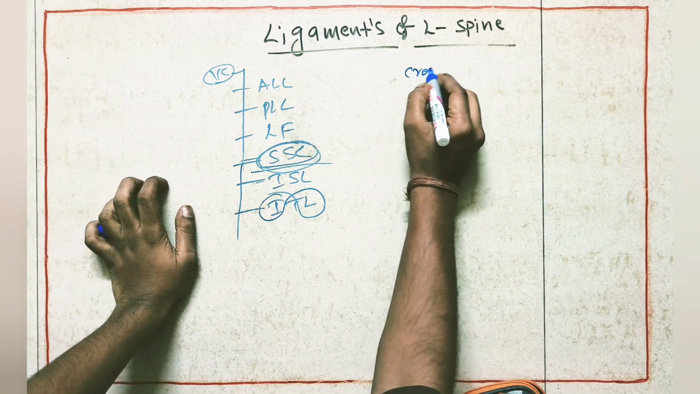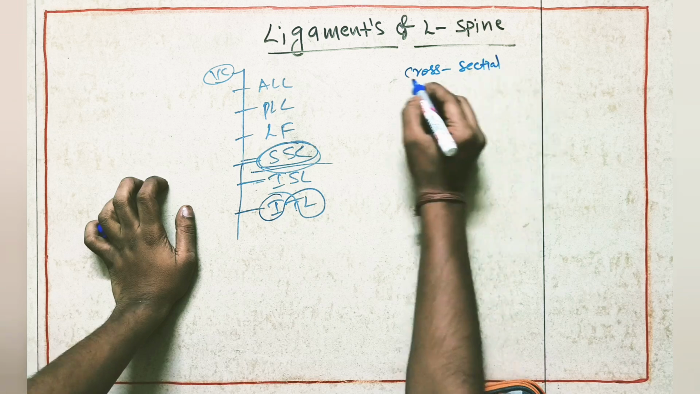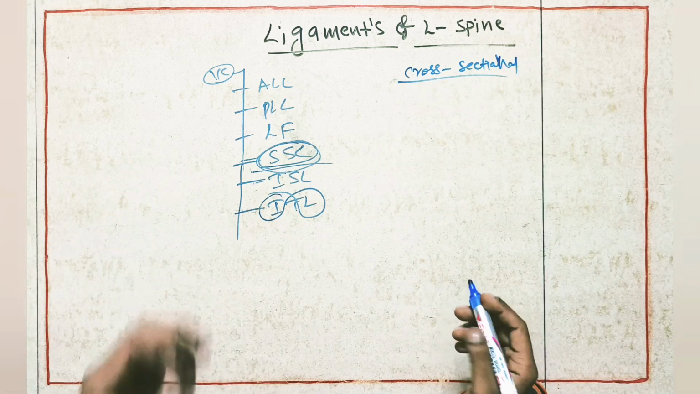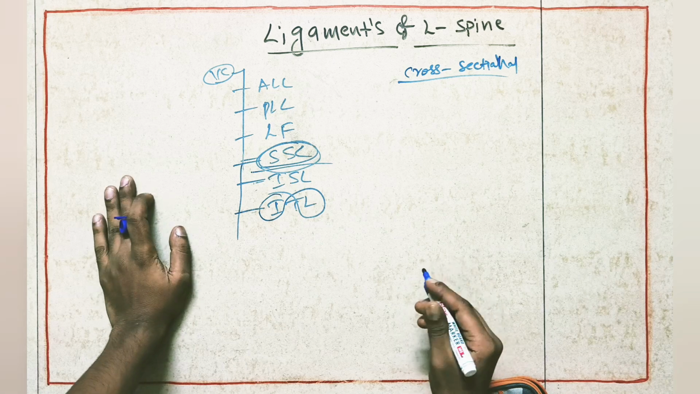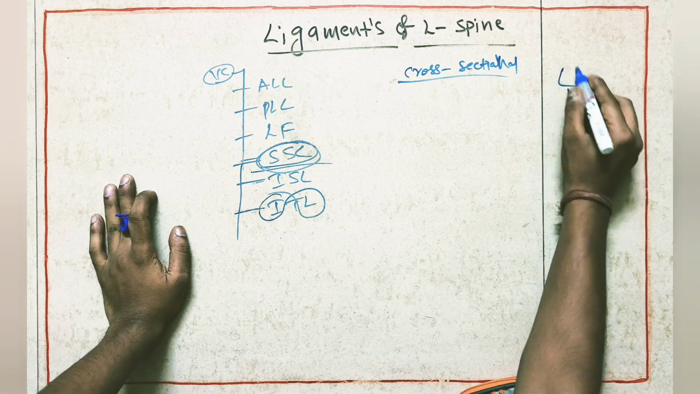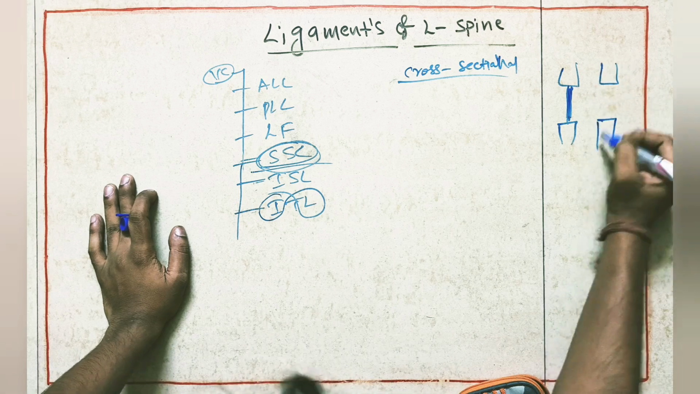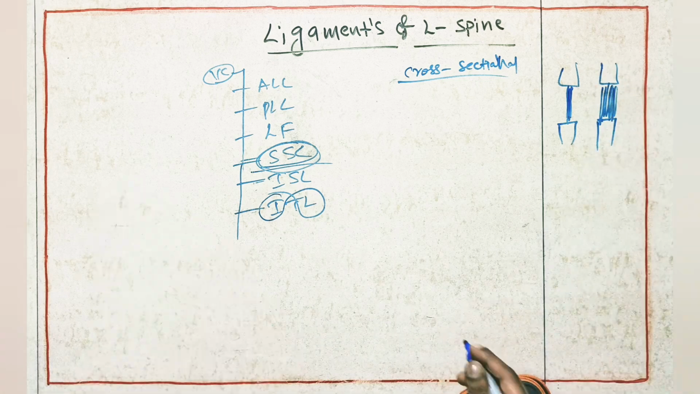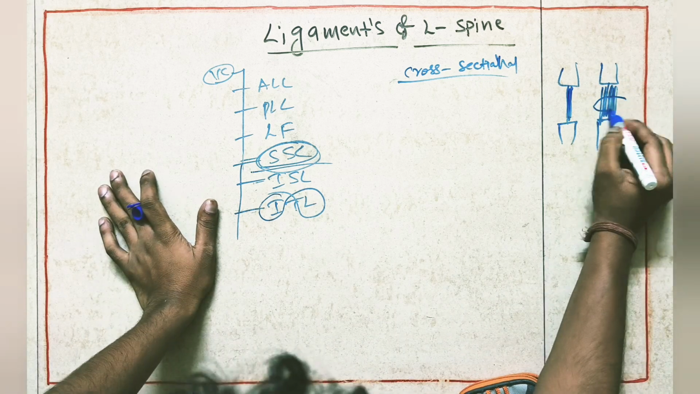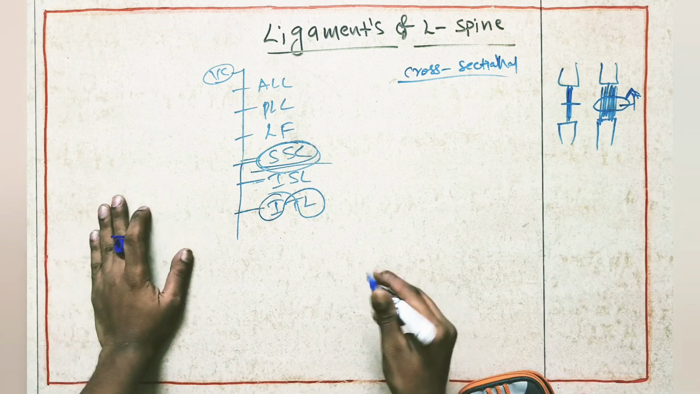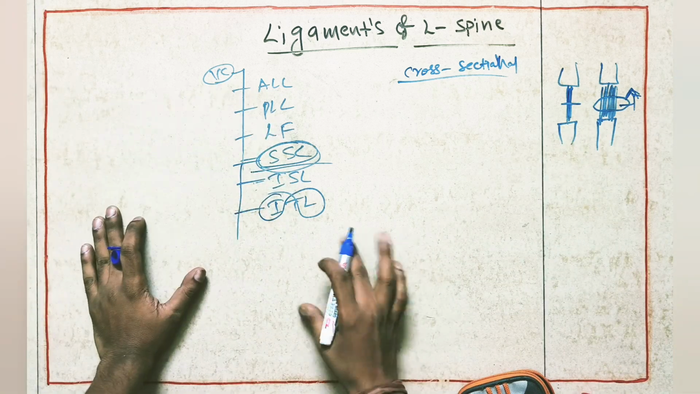And here, cross-sectional area means how many fibers are there in that ligament. Suppose this is one bone, and this is one ligament. Again I take one more bone and one more ligament. Here the cross-sectional area of this ligament is more; this ligament is bigger compared to that ligament. So which ligaments have more cross-sectional area in the lumbar region?